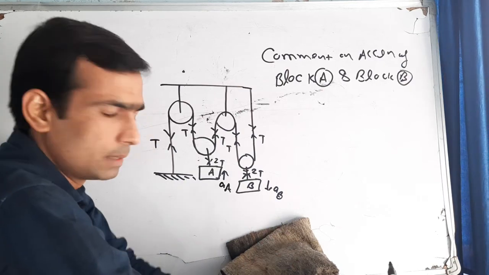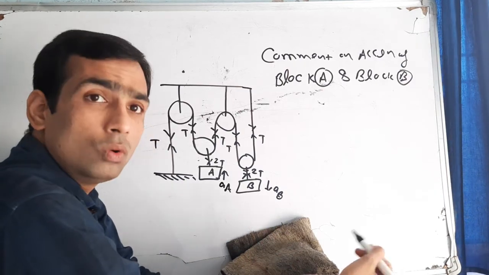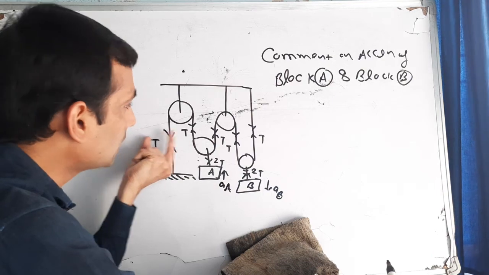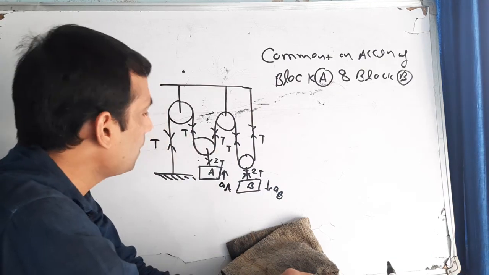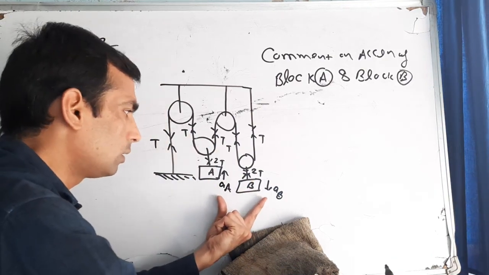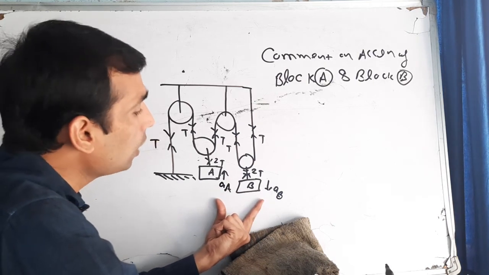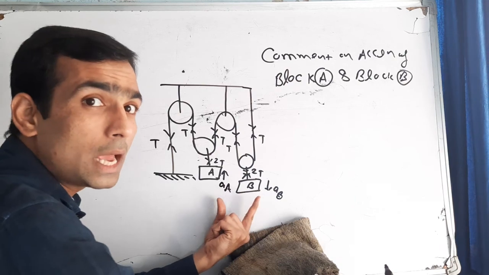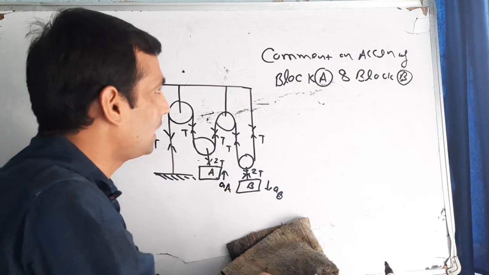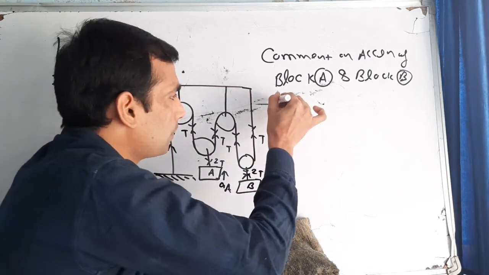This is the agenda. Okay, so now this is step number 1, mark tension in every string. Step number 2, take the direction of acceleration of every block. Now this is step number 3, make the FBD separately, right students? This is step number 3.